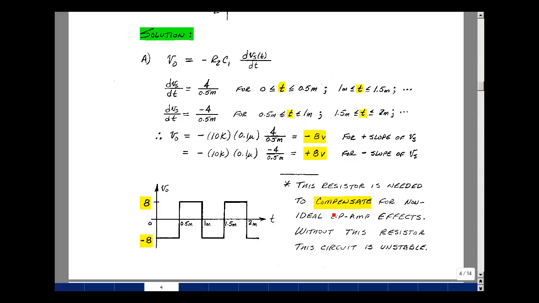Now the resistor that was stuck in series is called a compensation resistor. The non-ideal effects of the op-amp cause a problem with this circuit. Putting that resistor there, it pretty much acts ideal. Without it, it becomes an unstable circuit, and the output hits the power supply rails. This is Supplemental Problem 5.4.